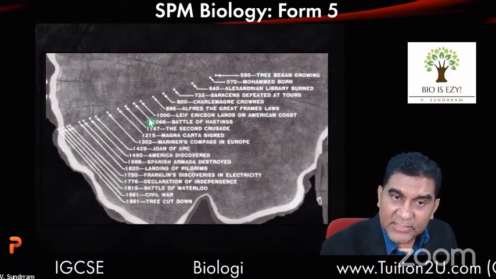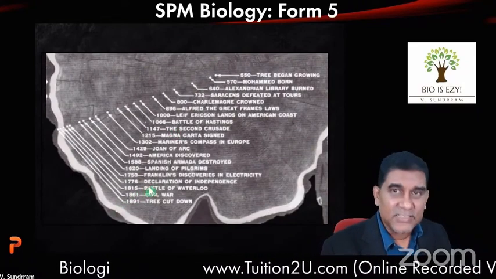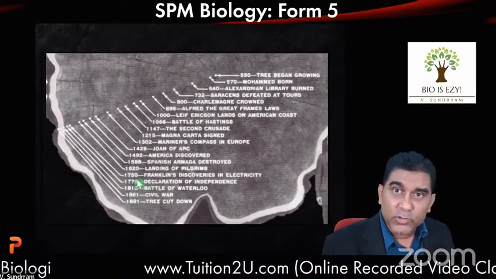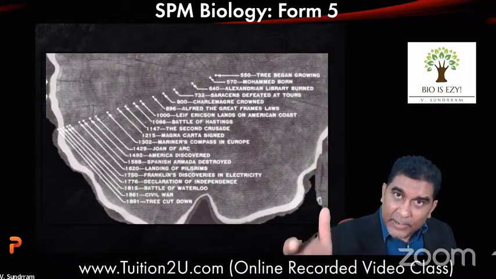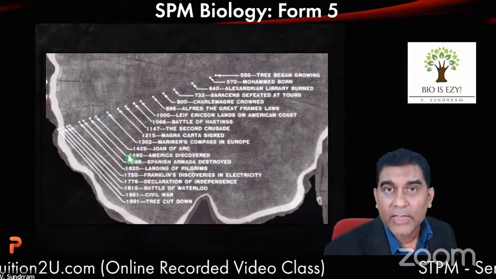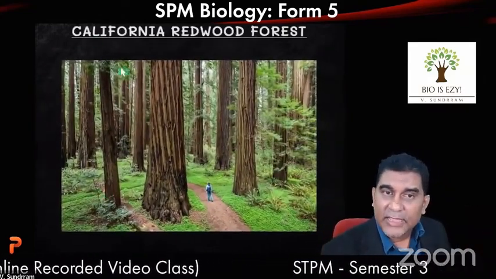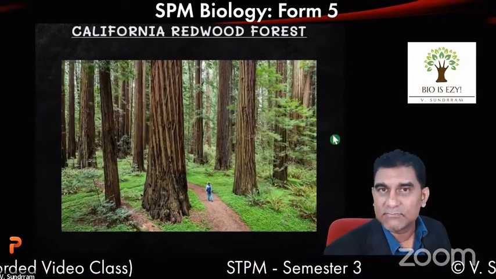Most of the events here you don't recognize because all of this is related to America. This tree is in America, but just to show you, we can estimate the age of the tree by counting the number of annual rings. That tree is found in the California redwood forest.